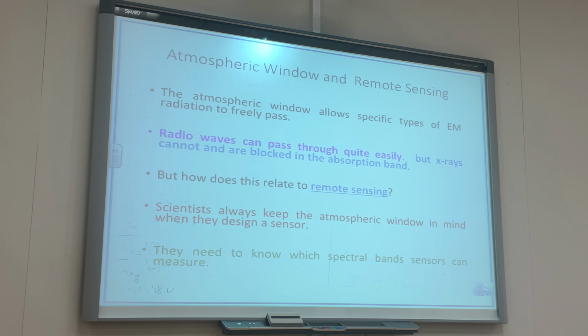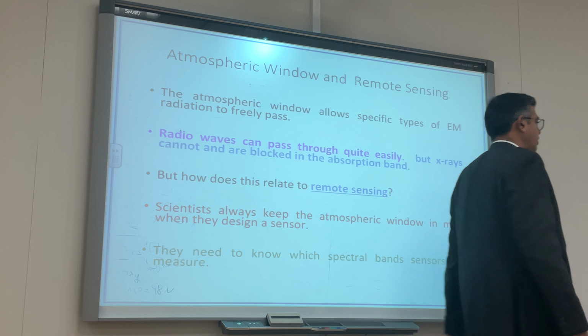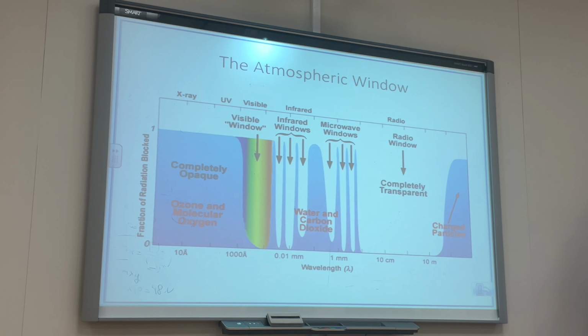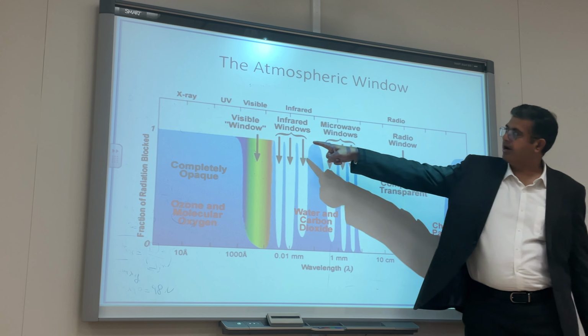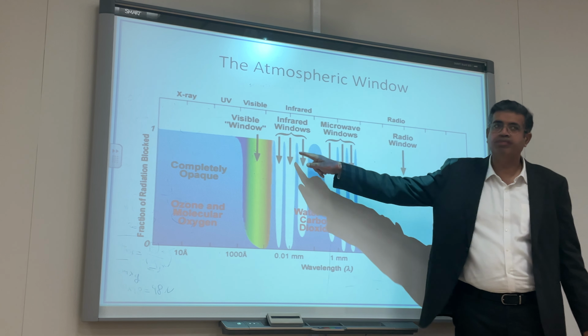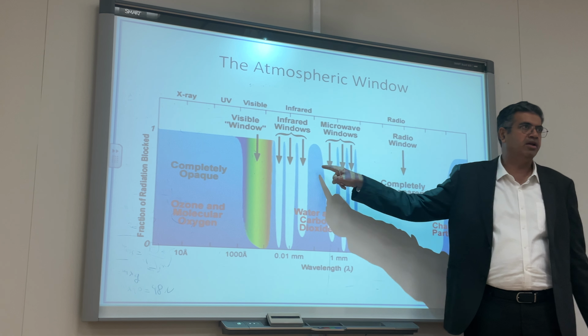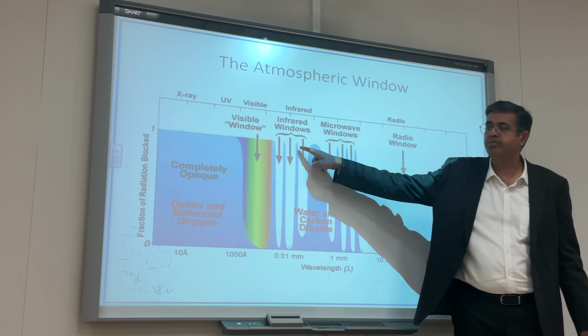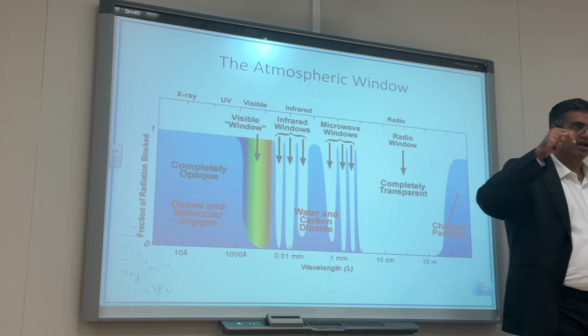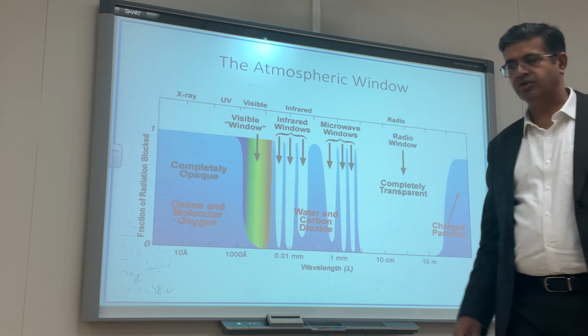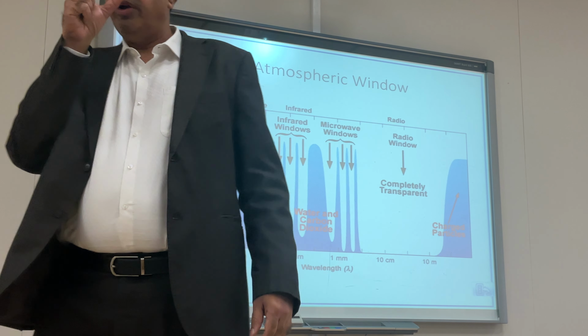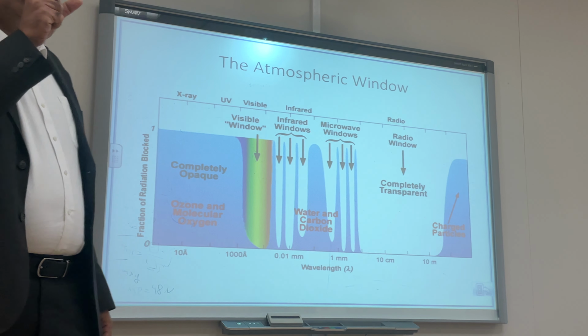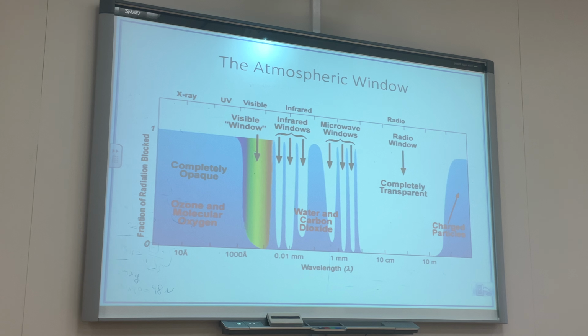And also, if you look at the atmospheric window shown here, even within the infrared and the microwaves, there are some portions, some wavelengths of electromagnetic radiation, which are absorbed by the Earth's atmosphere. That means they cannot reach the surface of the Earth. So they have to know exactly which wavelengths of electromagnetic radiation can reach the surface of the Earth, and keeping that in mind, they design the sensor.